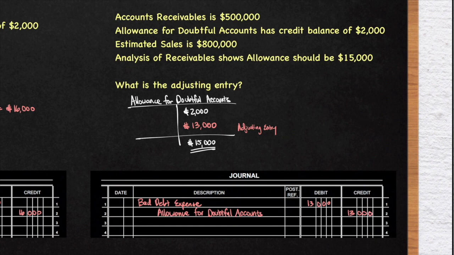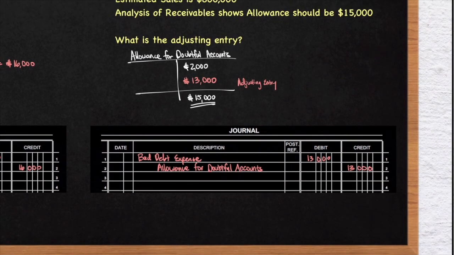Hopefully you get the difference between the two. One, you're multiplying to get the adjusting amount based off sales. And the other one, you're trying to find out what your ending balance should be, which in this case is $15,000 for allowance for doubtful accounts. And then doing a little bit of algebra because there is a variable there, and the variable is $13,000 to get up to the $15,000 final balance.